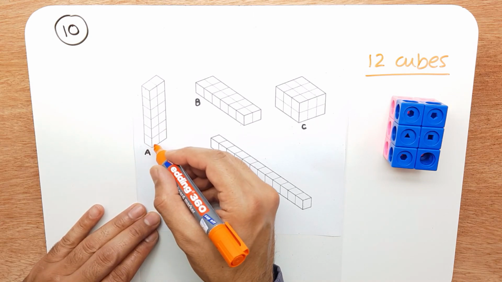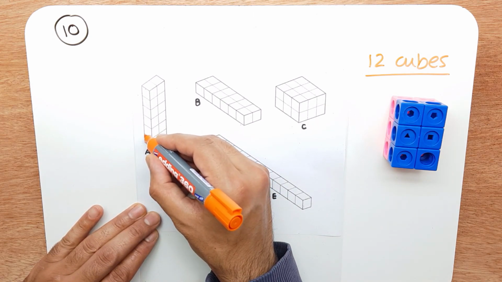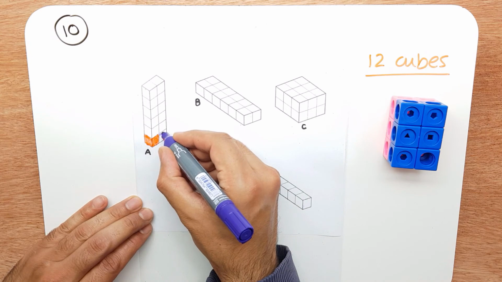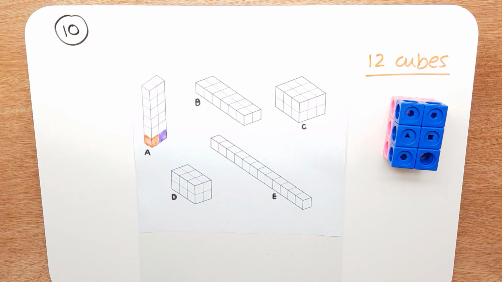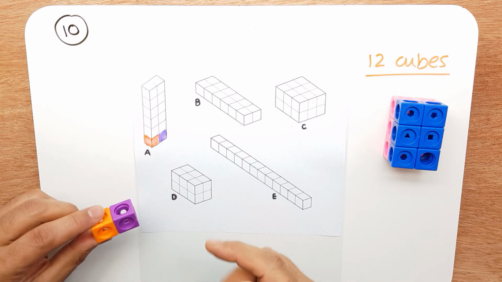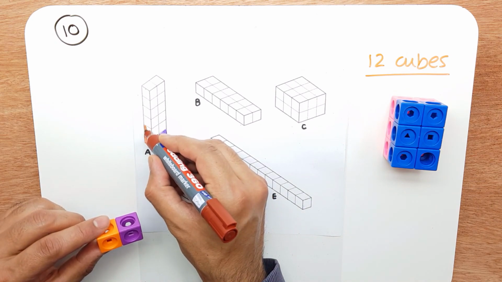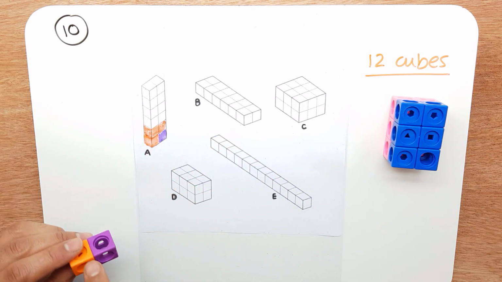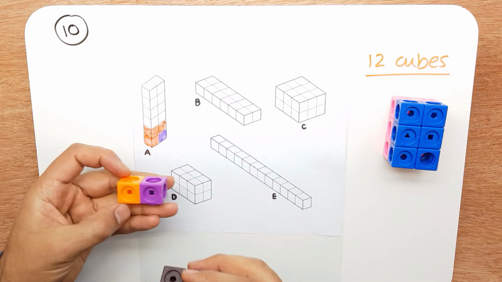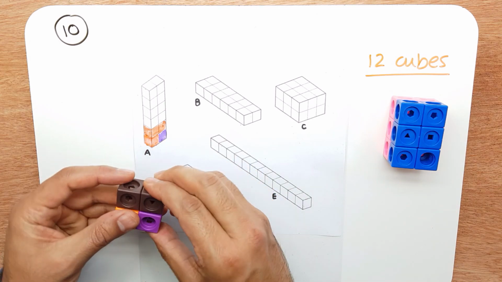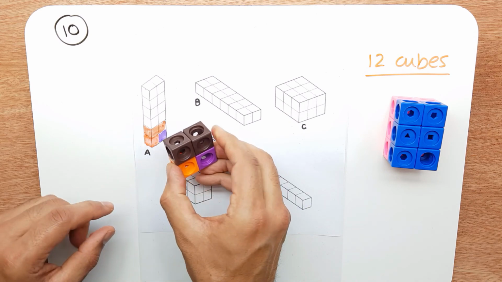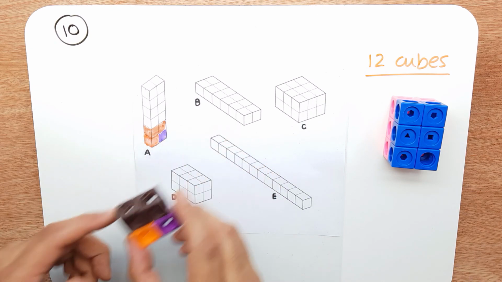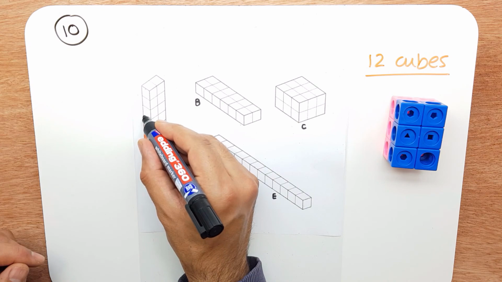So if we look carefully at shape A, we can see we've got 1 cube at the bottom here and 1 cube next to it. We have something like this. Now what we do is we put 2 more cubes on the next layer. So I've got 2 brown cubes on the next layer. So let's try to stick this on. There we have it. We have the orange and purple at the bottom, and we have the brown layer. Now we can put on a black layer for the next 2.